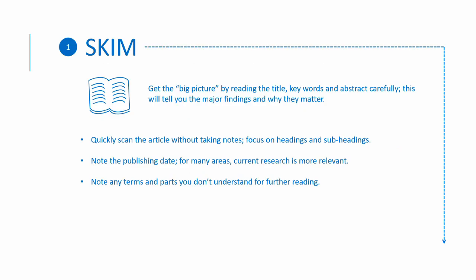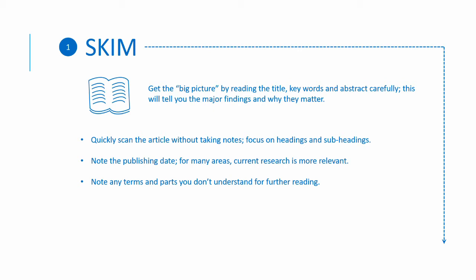So how do you approach reading one of these articles? Well, the first thing that you do is that you skim the article. The idea here is to get that big picture. You're going to read the title. There will often be keywords associated with each article, and you can normally find these under the abstract. And you're going to read the abstract fairly carefully at this point. Now, the abstract is a very short piece that is written at the start of a journal article, and it essentially gives you a very brief summary of the major findings and why they matter.